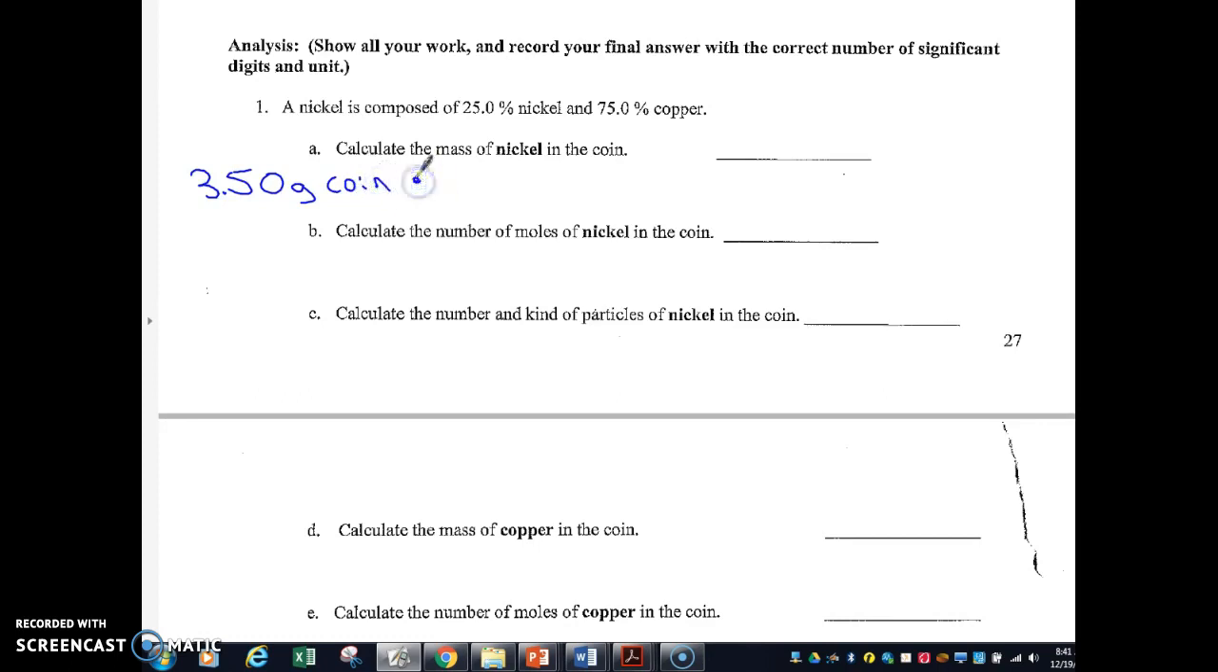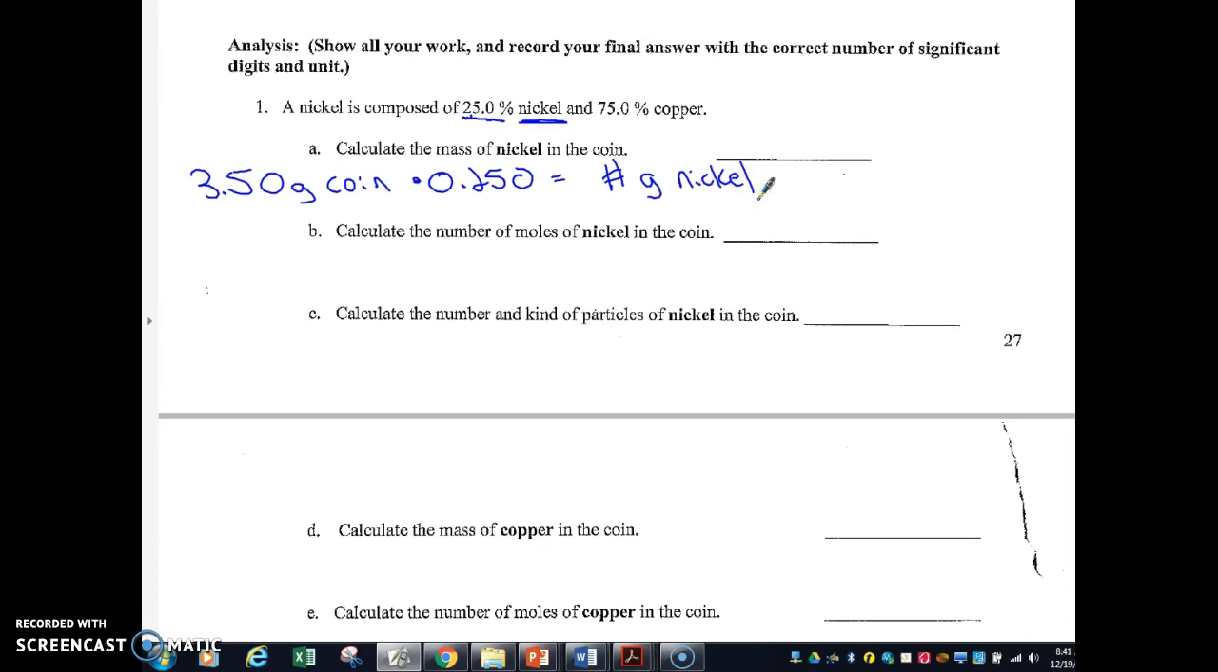And what you have to do is to figure out how much the element nickel is in there. You have to take this percent and change it into a decimal. So that becomes 0.250. Remember, you move the decimal point 2 places to the left. It's like dividing by 100. Now you're going to get an answer here, and that is going to be the amount in grams of the element nickel in that coin.